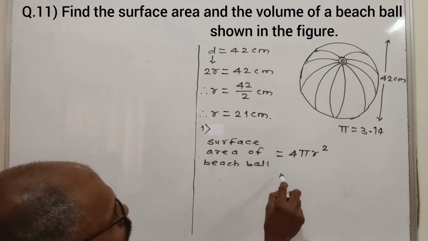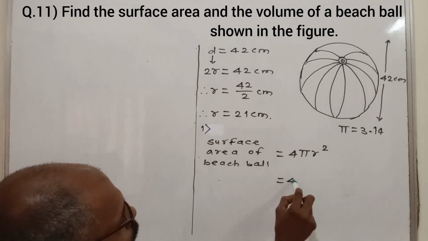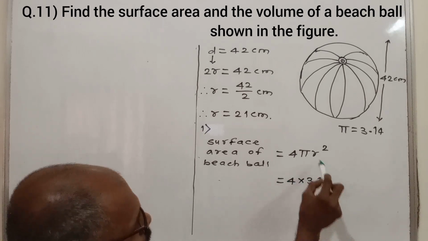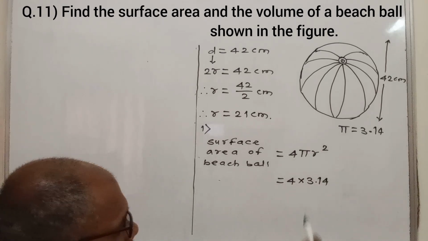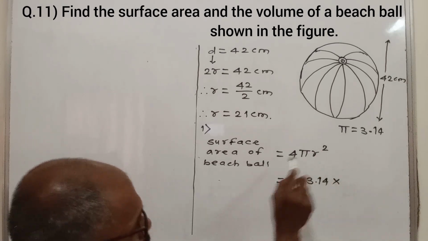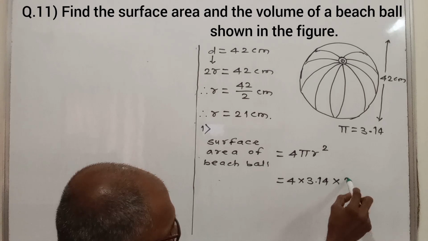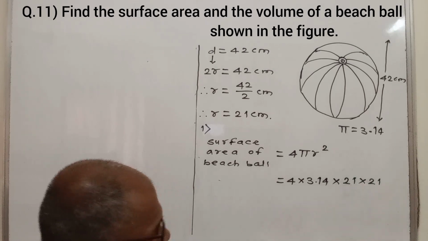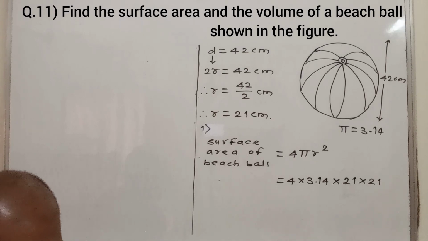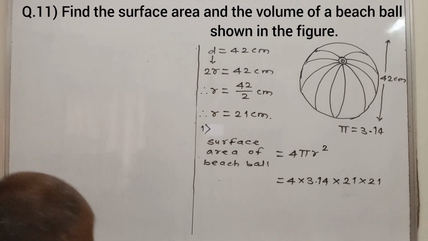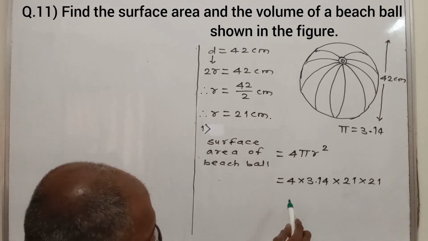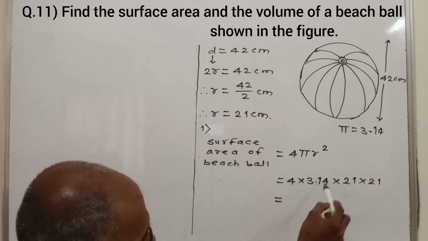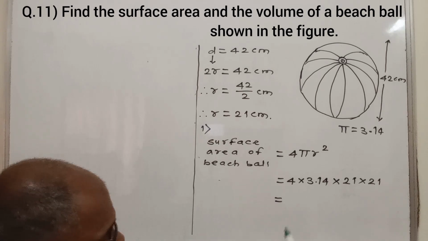Now we put values. 4 into 3.14, value of pi, and into r, 21 into 21. Did you get it? Now we do multiplication. 4 into 3.14.